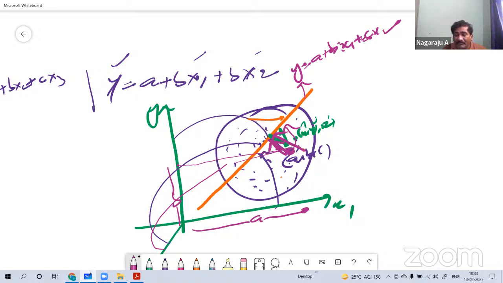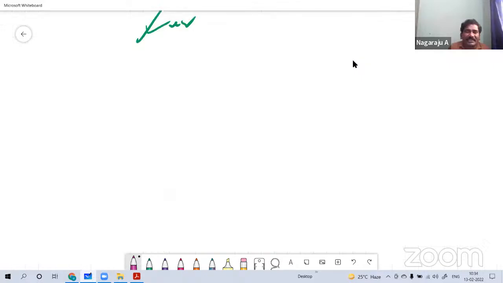Plane observations: 2-dimensional observation, 3-dimensional observation, 4-dimensional observation. All the scatter points I want to bring onto the straight line. There we get the residual errors. Those residual errors we want to minimize. So the variables involved: y equal to A plus bx1 plus, oh sorry, cx2, that is the equation I'm taking.